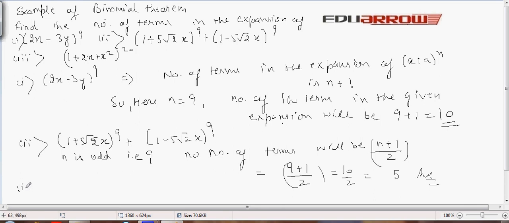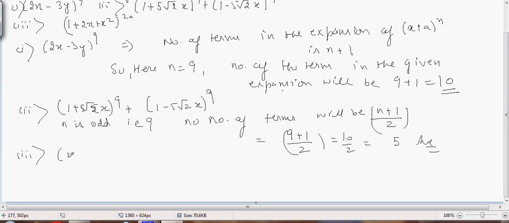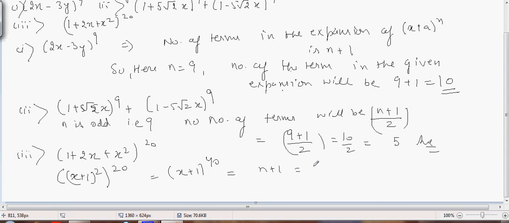In the third part, we have to find the number of terms of this expansion. Further, we can factorize this, as we know that this is making the formula of (x + 1)^2. (x + 1)^2 to the whole power of 20 will be equivalent to (x + 1)^40. Then the number of terms will be n + 1. Here n is 40, so 40 + 1 is equal to 41 terms. In this way, we can find the number of terms by using the results of the binomial theorem.